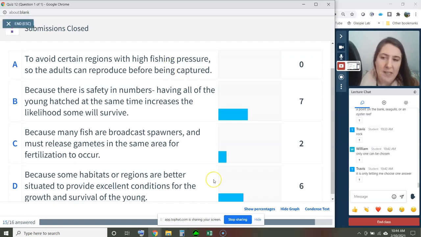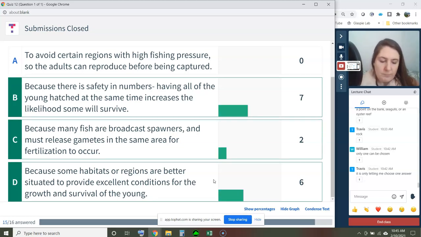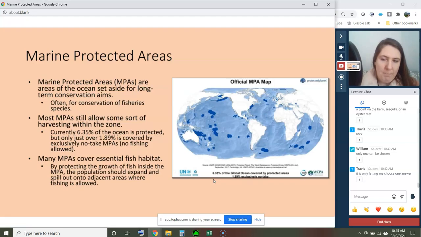All the rest of these answers were correct, and if it was working correctly, I would have asked you to choose all of these. Because there's safety in numbers, because many fish are broadcast spawners, and because some habitats or regions are better suited to provide good conditions for the young. Nice job.